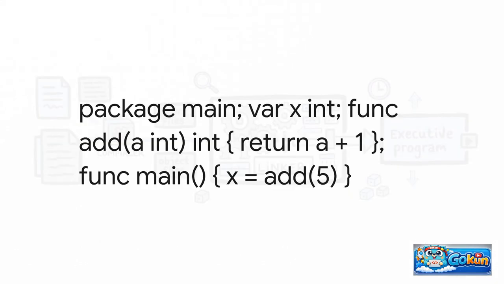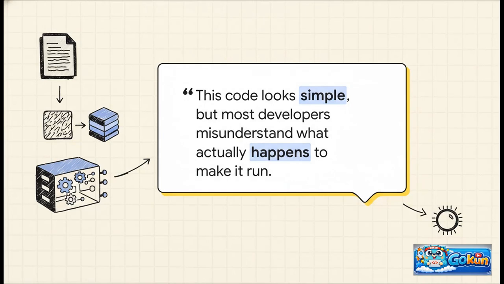Okay, so to get started, let's use this super simple piece of Go code as our guide. I mean, it doesn't get much more basic than this, right? We've got a global variable x, a function add that just adds 1 to a number, and a main function that calls add and puts the result in x. You've written code like this 1,000 times. But the journey this code takes to become a running program is way more interesting than it looks. And that's really the heart of it.